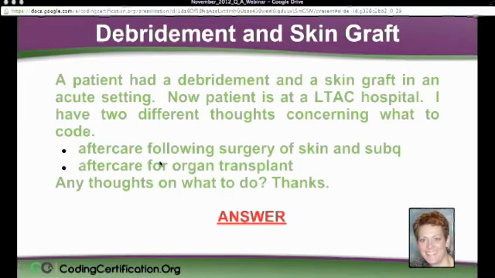Debridement and skin graft. The question is, a patient had a debridement and a skin graft in an acute setting. Now the patient is at a LTAC, so long-term acute care hospital. I have two different thoughts concerning what to code. A, aftercare following surgery of skin and subcutaneous tissue, and B, aftercare for organ transplant. Any thoughts on what to do?